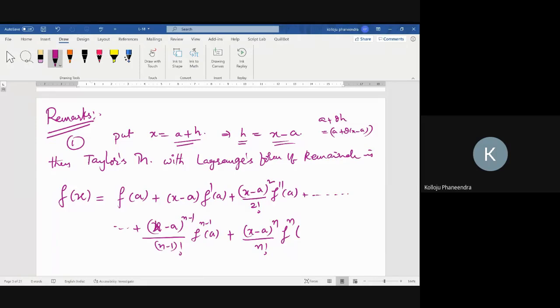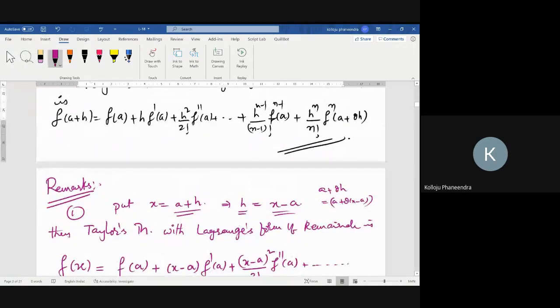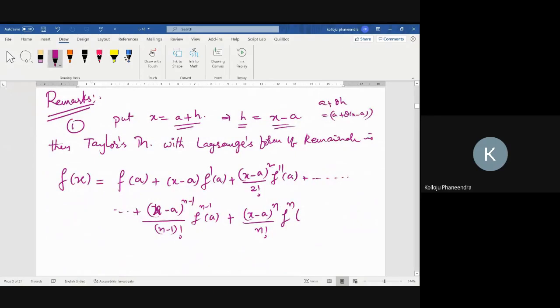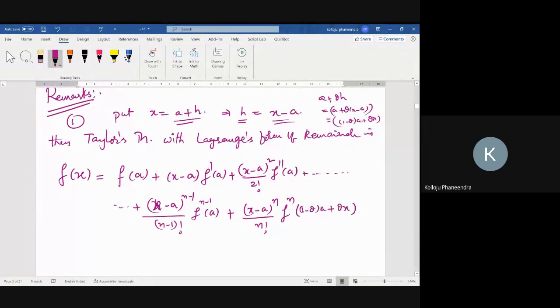So what does this become? Let me write h to the power of n, a value as it is. What does this become now? 1 minus theta into a plus theta x. Is it correct? A plus theta h is a plus theta into x minus a, so theta x and 1 minus theta into a. So 1 minus theta into a plus theta x. This is Taylor's theorem with Lagrange's form of remainder in terms of x.